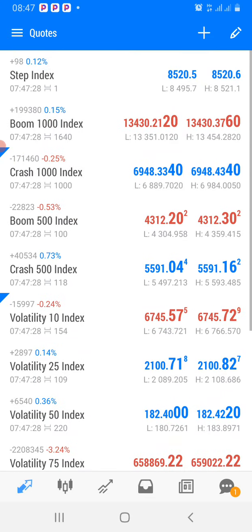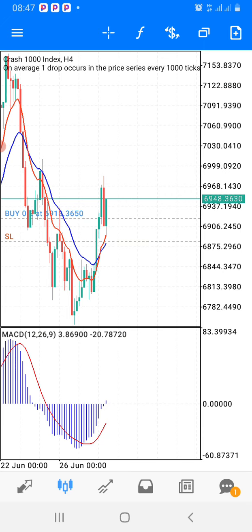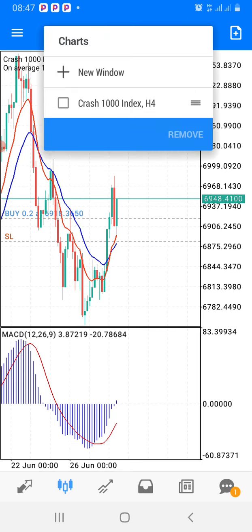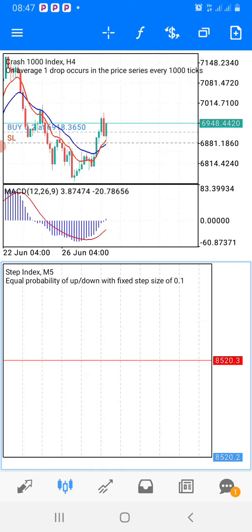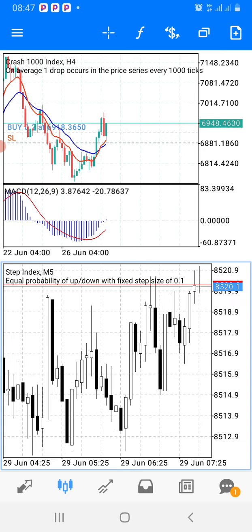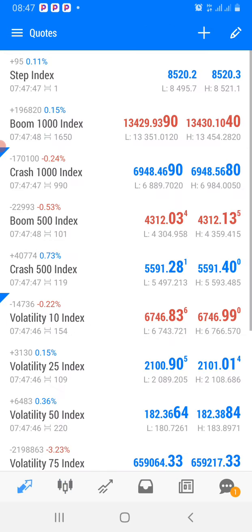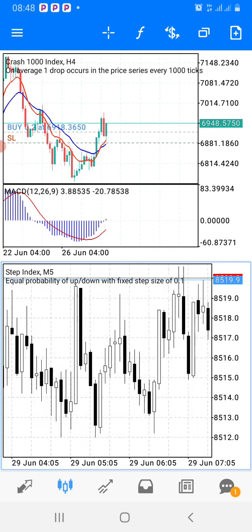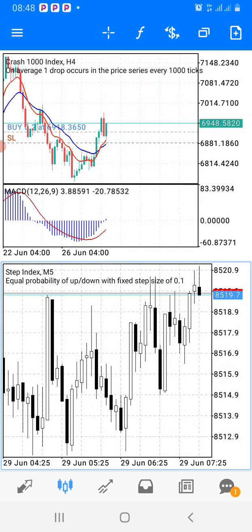So guys, you can also set up your screen in a separate way. When you click on this, duplicate your screen, adding a new window. So you can see we have Crash 1000 index, and right here we have step index. I can decide to also make this one step index. You see, both of them right now are on step index. So you can set your indicators on this. Let's say our previous strategy, you can also set it on this other chart, so that you can get more confirmations from the first one and more confirmations from the second one.